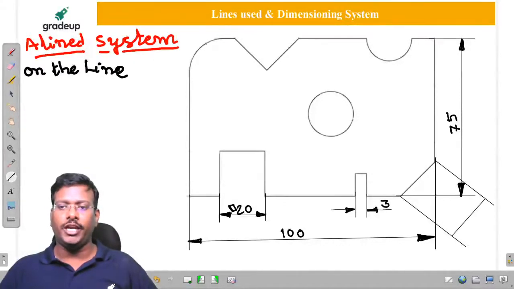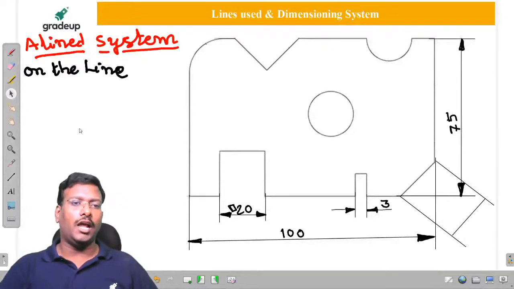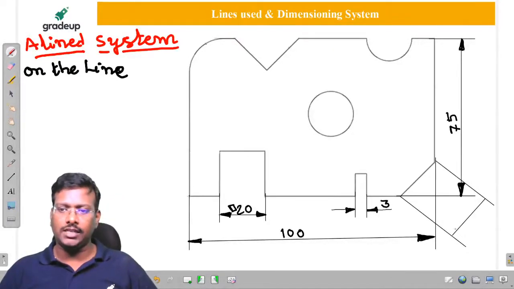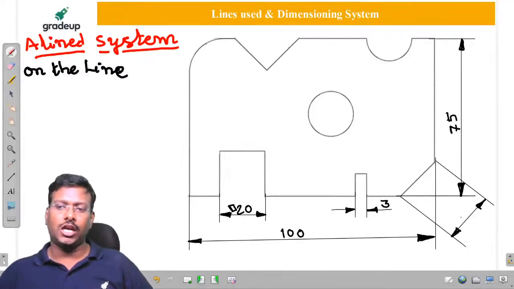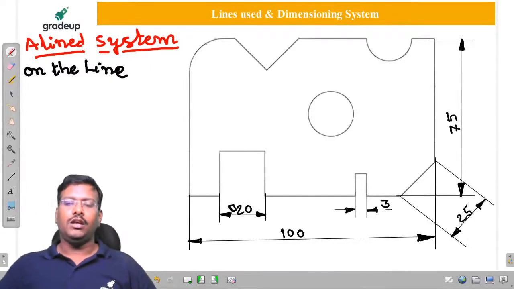It is going to be it. And we have to give the arrowheads at both the places. At both the ends, we have to give the arrowheads like this. And it is going to be represented as some 15 or 25. Is it clear to all of you?